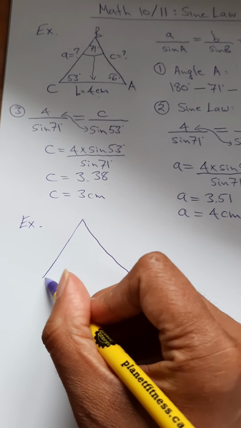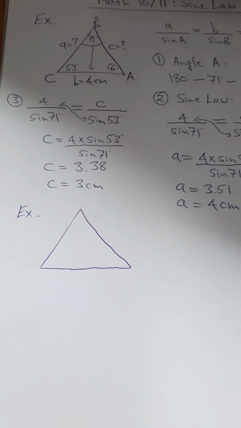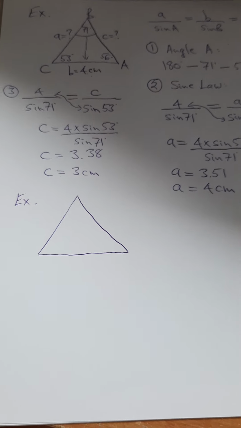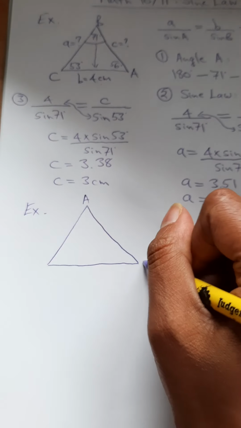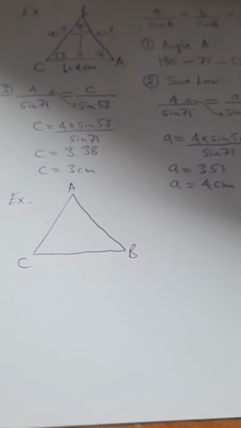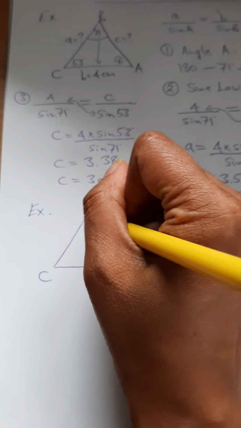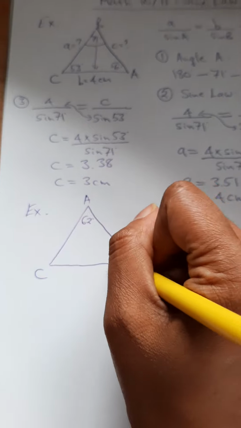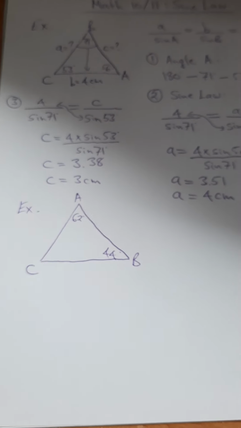In the first example, we did have to solve for the angle, which might not always be the case. So let's try this triangle. It's also an ABC triangle. Again, it doesn't have to be an ABC triangle. The teacher can try and trick you by just changing around the letters.